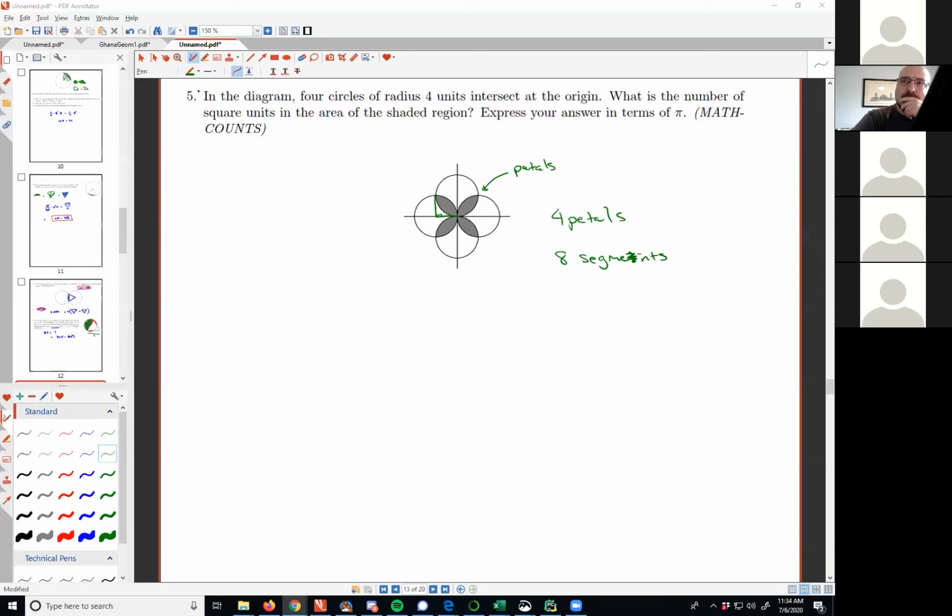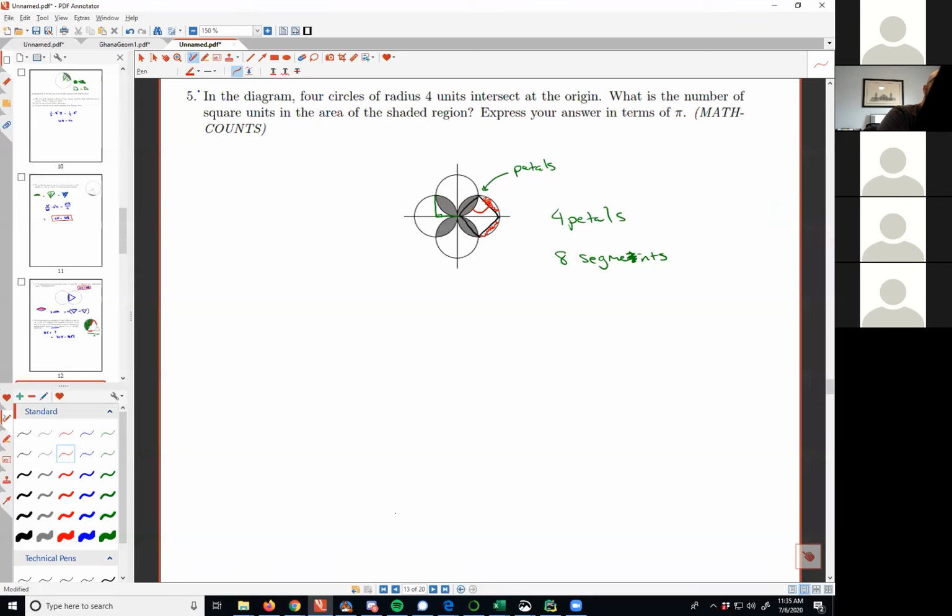I think it's 32 pi minus 64. That sounds about right. I'm going to do something here. You know, when I look at this, I see the ability to rearrange 4 petals at a time such that we have 4 shaded petals around a square.